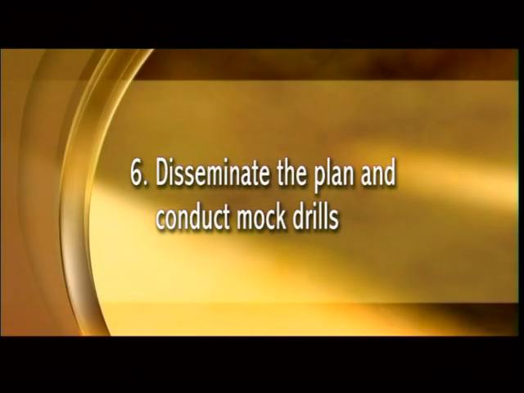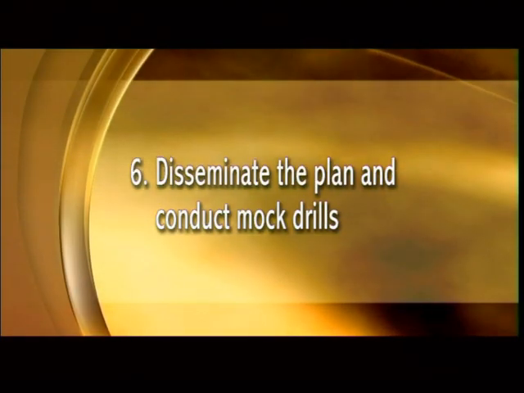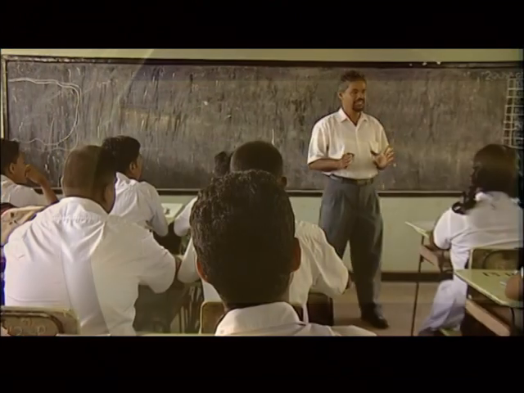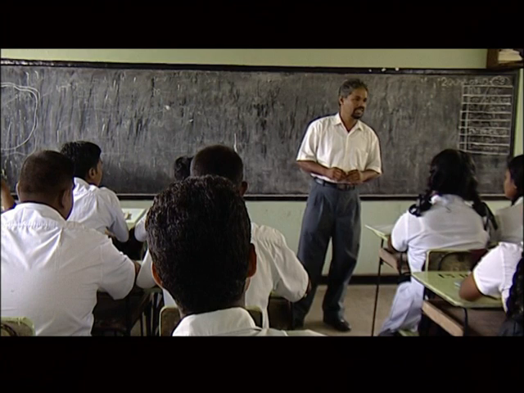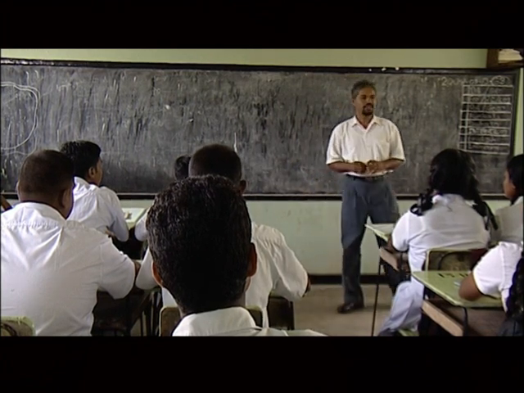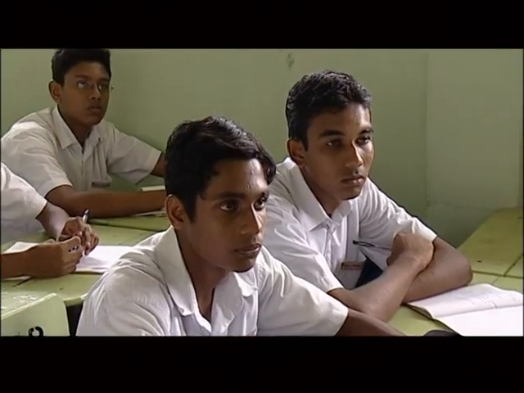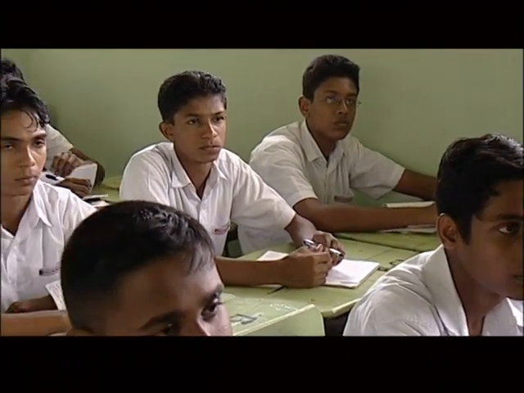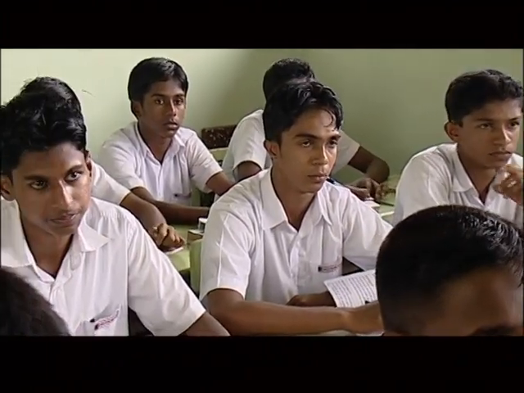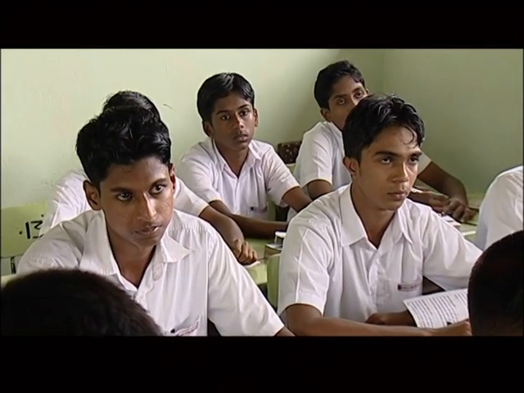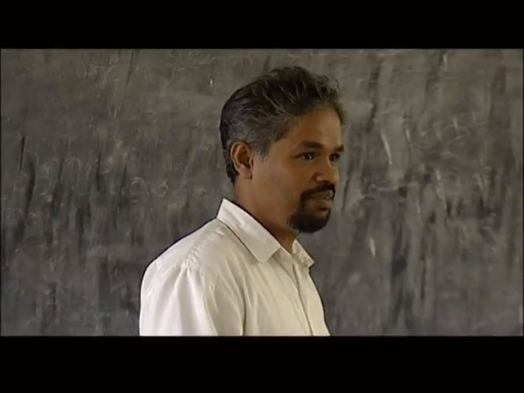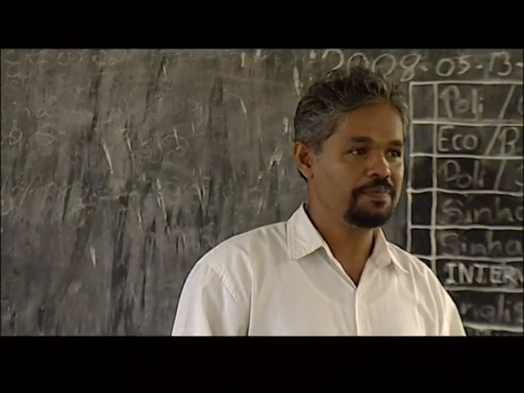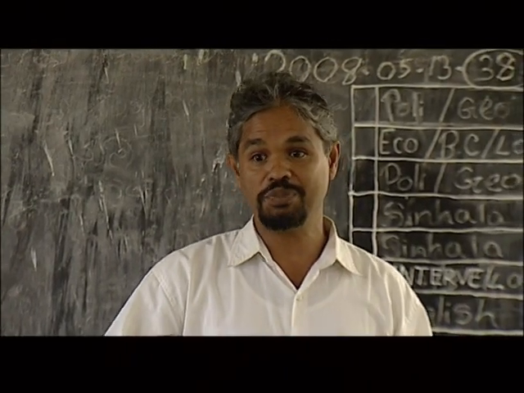Step 6. Disseminate the plan and conduct mock drills. After drafting the plan, dissemination has to be done among the whole school community, including teachers, students, non-academic staff, parents and other stakeholders. After preparing the school disaster safety plan, an emergency mock drill is arranged by the school disaster safety team to test the proper workability of the plan.